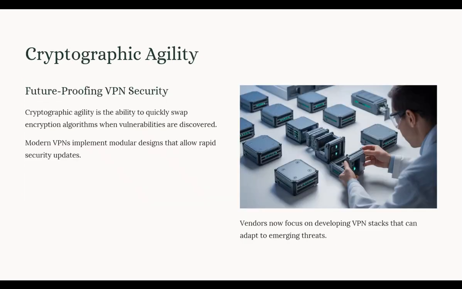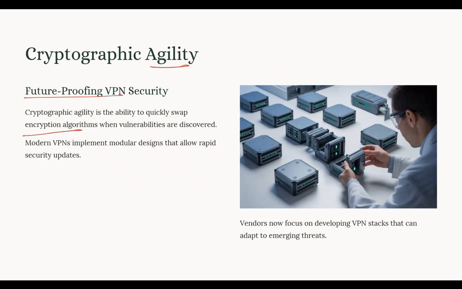Then, in cryptography, cryptographic agility is known. So, there is future proofing VPN security. Cryptographic agility is the ability to quickly swap the encryption algorithm when vulnerabilities are discovered. Modern VPNs implement a modular design that allows rapid security updates. Now, vendors focus on developing VPN stacks that can adapt to emerging threats.